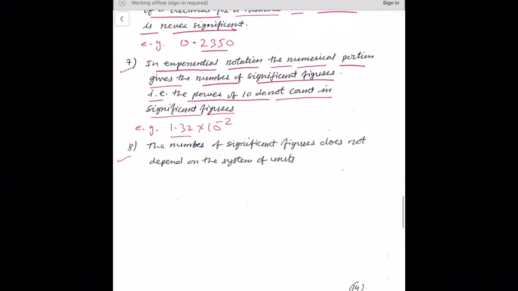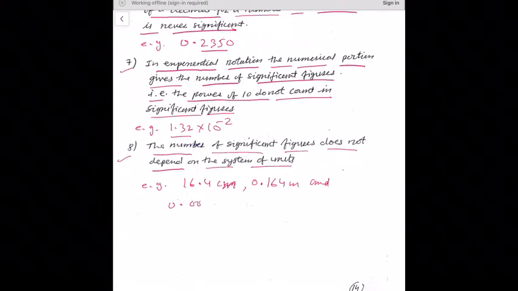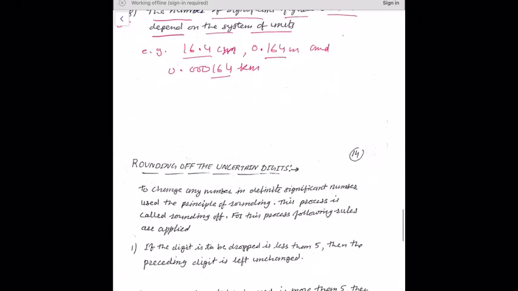Next, eighth, the number of significant figures does not depend on the system of units. For example, 16.4 centimeter, 0.164 meter and 0.000164 kilometer all have 3 significant figures.